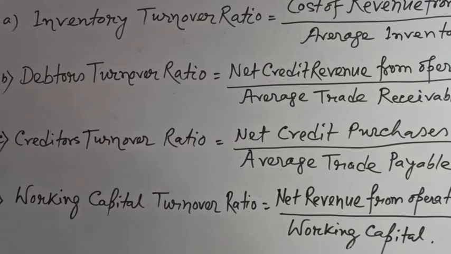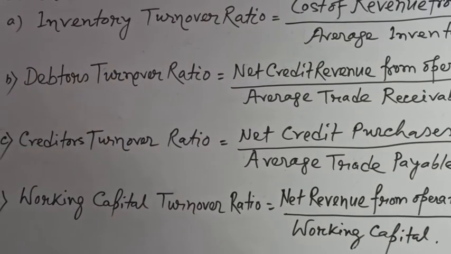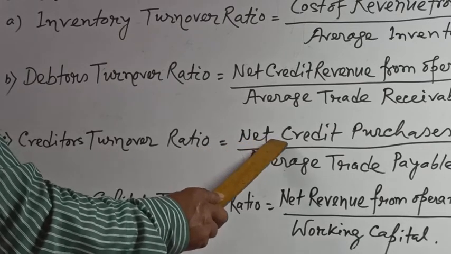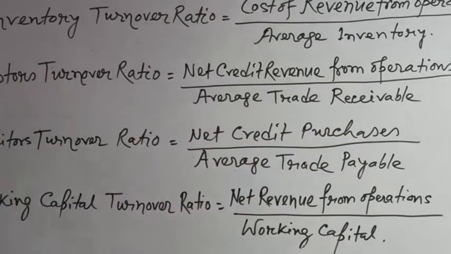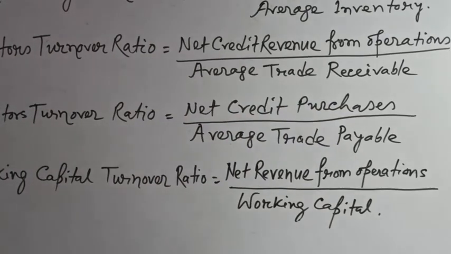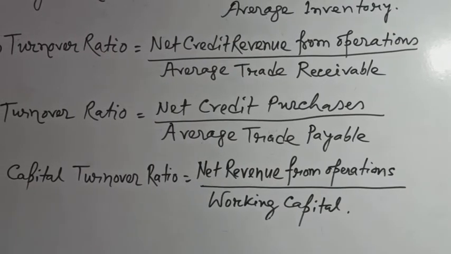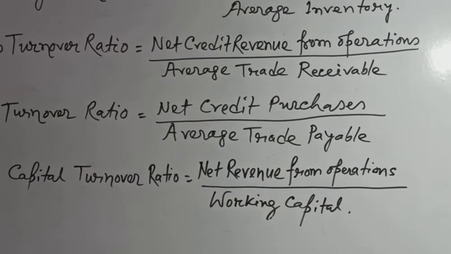Now, next point number 3, creditors turnover ratio, or another name, trade payable turnover ratio. This ratio indicates the relationship between credit purchase and average trade payable during the year. How to calculate? It is the net credit purchase divided by average trade payable. Now, average trade payable equals average creditors plus average bills payable also.